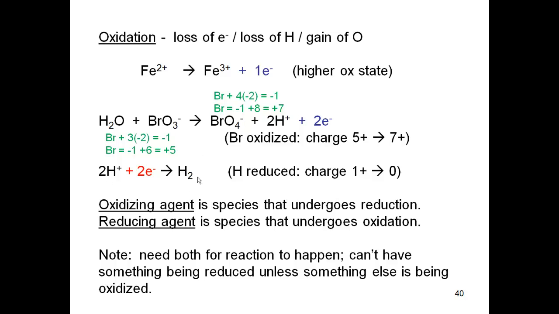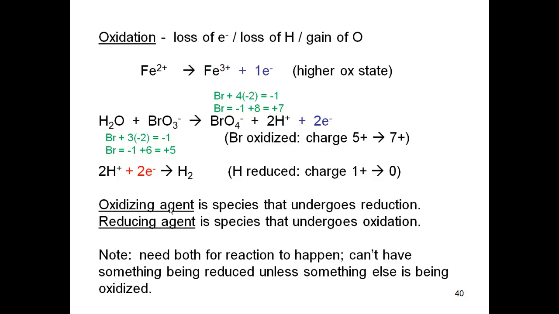This second one, you can see I've got 2 electrons on the reactant side as an indication this is a reduction. And we can see H plus is going to H2. Elemental H2 has a 0 charge, so it's going from a +1 to a 0 charge, which is a reduction. I could also look at that in terms of hydrogens. It went from H plus to H2, so it gained hydrogen, which is also a reduction.